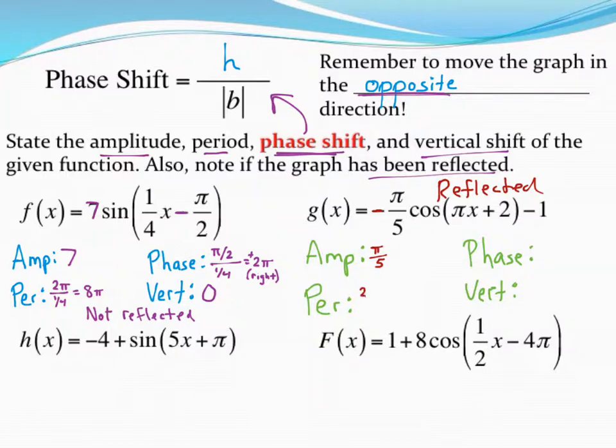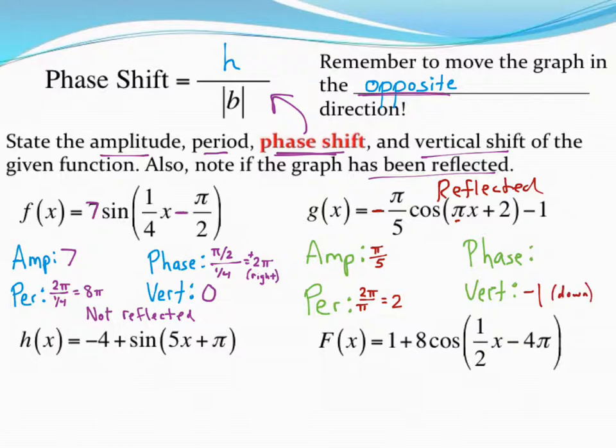Period is still 2 pi divided by the b value, right there. So 2 pi divided by pi gets me a period of 2. In this case, the vertical shift is the number being added or subtracted. So in this case, my vertical shift is -1, which I can note if I want to. That'll move the graph down 1.